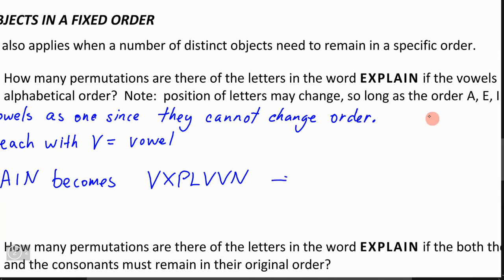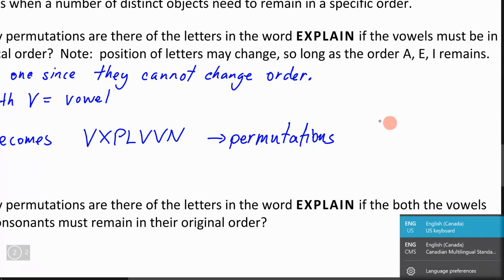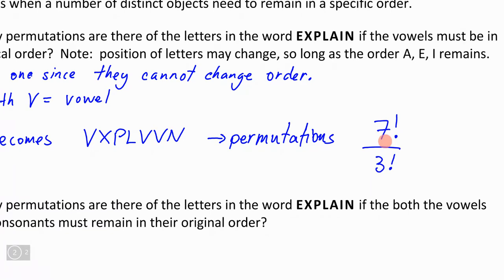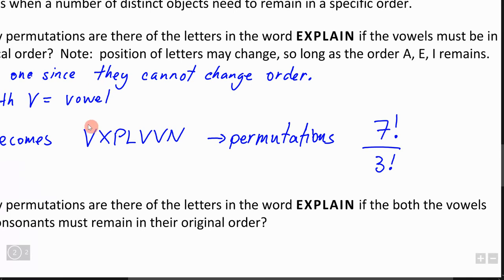So the number of permutations will be 7 factorial because we have 7 letters in the word explain, and I divide by 3 factorial because of the repetition of the V's, of the vowels. Okay, so remember the vowels just cannot change order. So this allows me to simply say, okay, this is the vowel here, then the next vowel is here, the next vowel is in here. This is the order I'm going to put them in. So my permutations are 7 factorial over 3 factorial, which is 840.